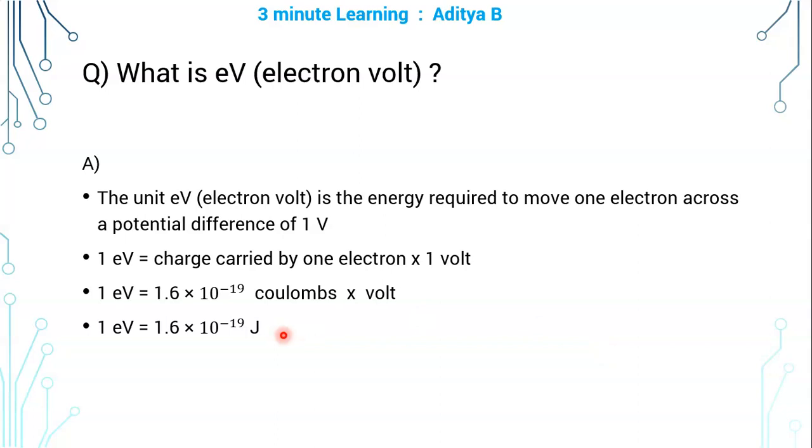The purpose of using electron volt is, if you want to measure very small energy values, then we use electron volt. Joule is a big unit of energy or work done. 1 electron volt is a smaller unit of work done. 1 electron volt is 1.6 × 10^-19 of 1 joule. So clearly 1 electron volt is far less than 1 joule.